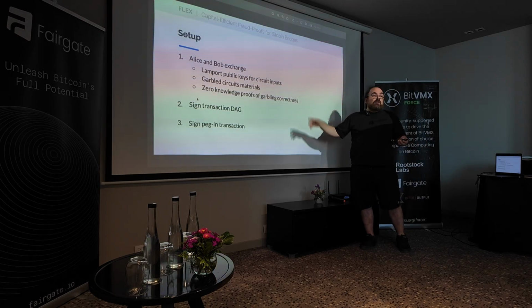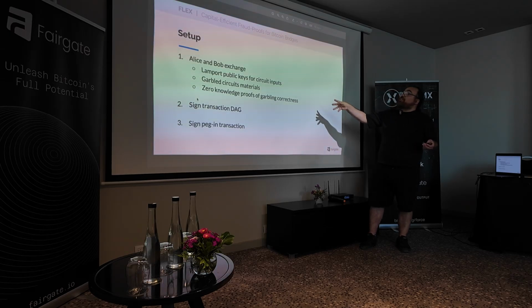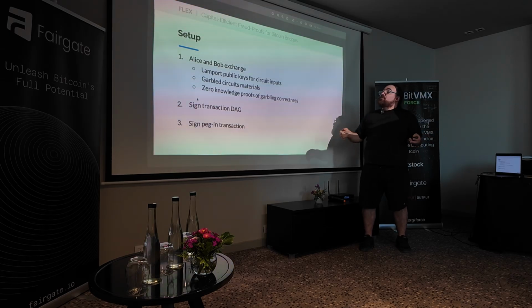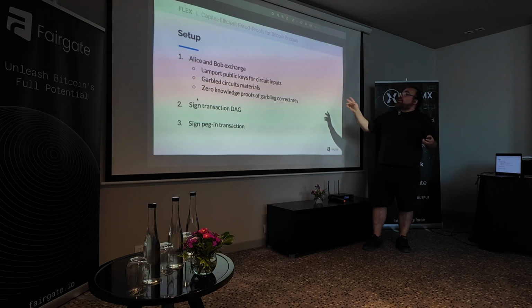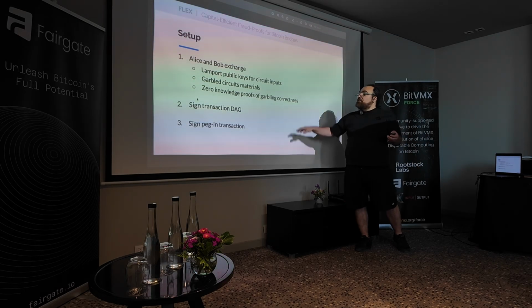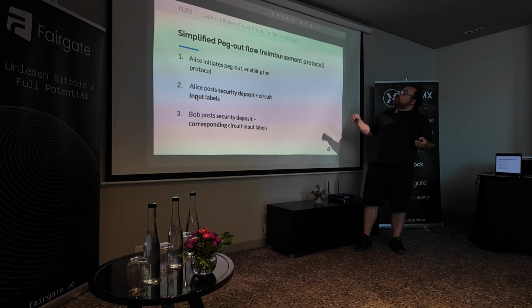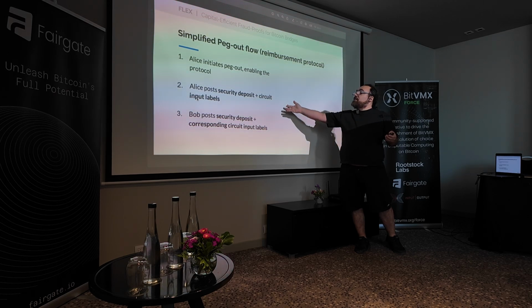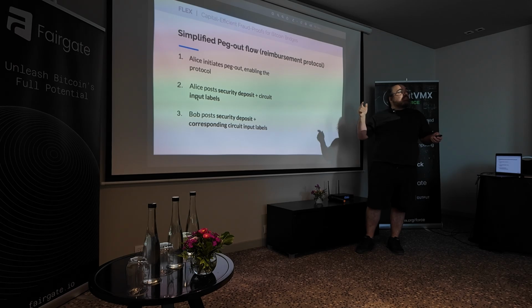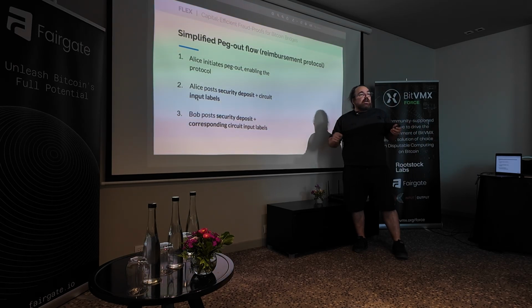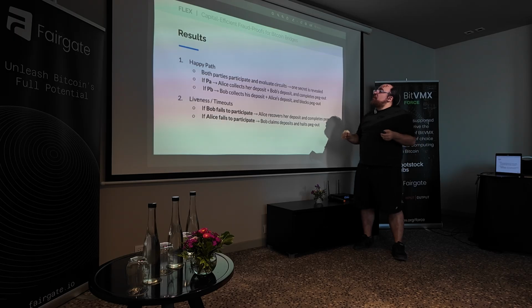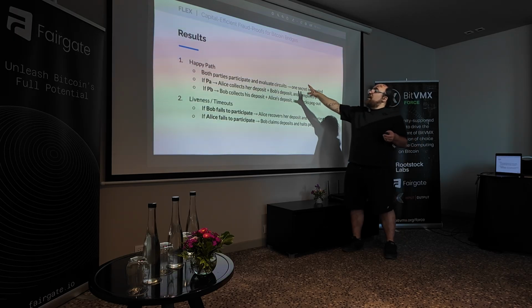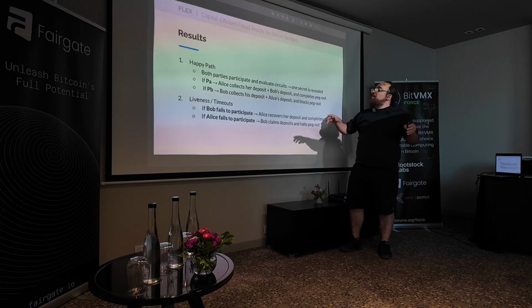As I said before, we have both parties creating these circuits and creating the inputs and sharing the garbled materials. They sign the transaction graph. And then Alice initiates the payout, puts her security deposit and the input labels. Bob needs to put his security deposit and the corresponding input labels. He's repeating Alice's input here. So the input labels correspond to each other.